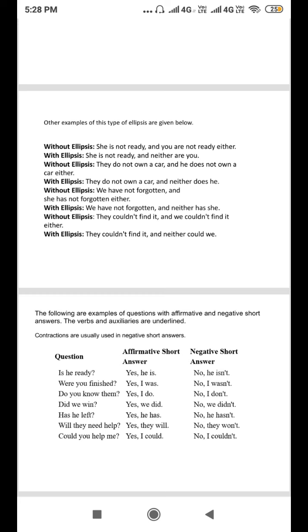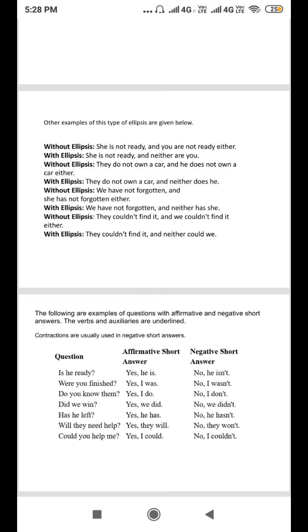Has he left? Affirmative answer, yes he has, meaning yes he has left. You don't have to say yes he has left. What you can say is yes he has, meaning it is understood. He has left is understood. So that is ellipsis. No he hasn't, meaning no he hasn't left. Instead of saying hasn't left, you just omit the word left, which is understood. It is said to be understood.